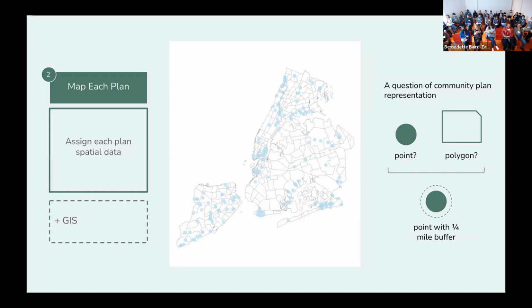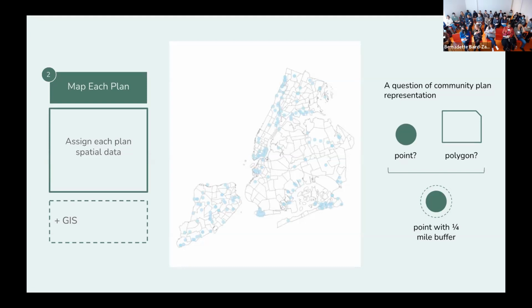So I have a little infographic here on how we went about this community plan representation. It then became this problem, we had a bit of back and forth on how we should represent each plan, whether they should be points or polygons, detailing neighborhood boundaries. So in the end, I think we ultimately decided we wanted to move away from really prescribing neighborhood boundaries that community members might not agree with.